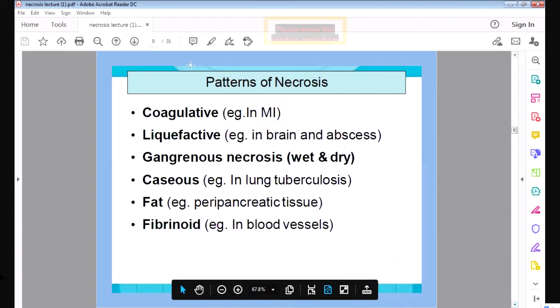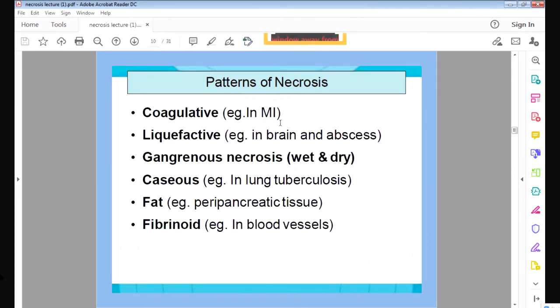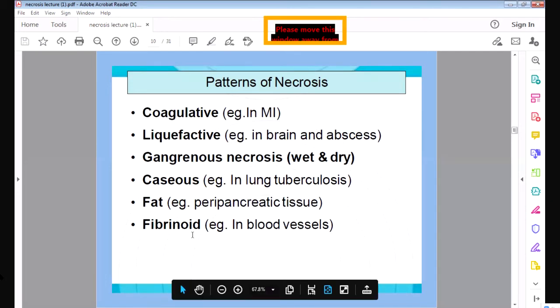Now we will see what are the types of necrosis. This is very important. There are 6 types of necrosis, and this is many times asked in your exam. What are the different types of necrosis? You should remember coagulative necrosis, liquefactive necrosis, gangrenous necrosis, caseous necrosis, fat necrosis, and fibrinoid necrosis.